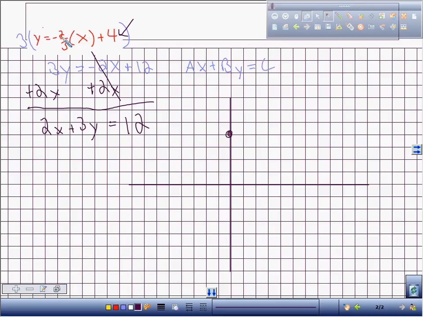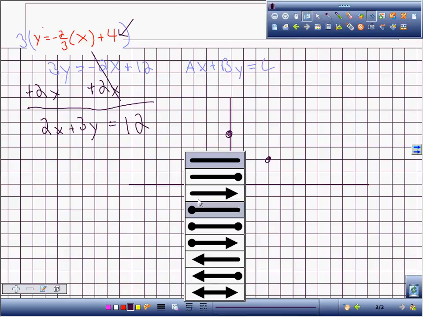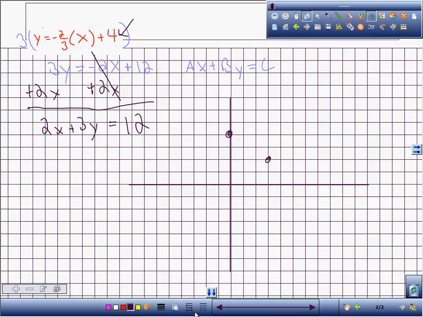And a slope of negative 2/3 means what? Down 2 and over 3. So from that point, I'm going to go down 2 and over 1, 2, 3. And then I'm going to connect the dots using a nice straight line. And I'm going to make it colorful, purple, and I'm going to go something like this. Could you do that?